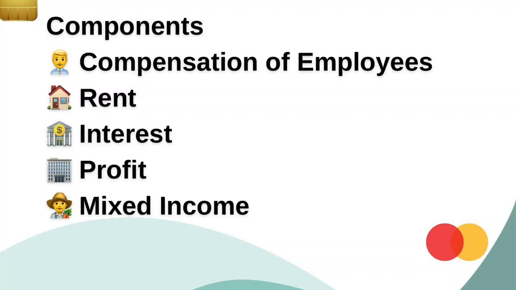Now here's a memory trick to remember this. It's called CRIMP. C, compensation of employees. R, rent. I, interest. M, mixed income. And P, profit. If you remember CRIMP, you will never forget the components.